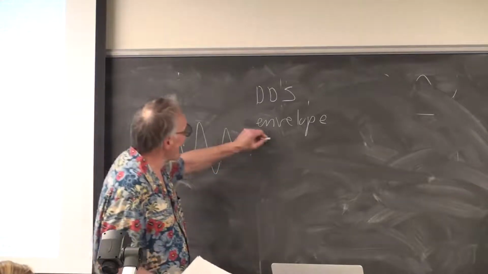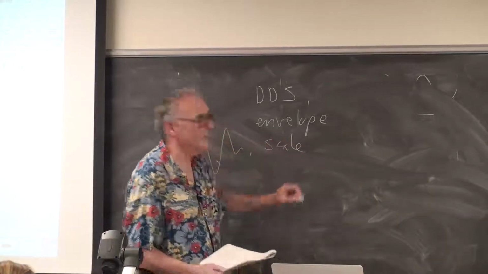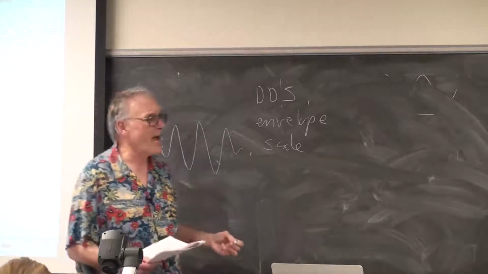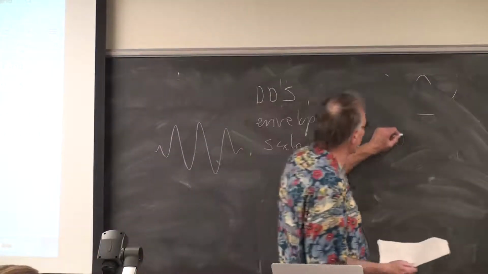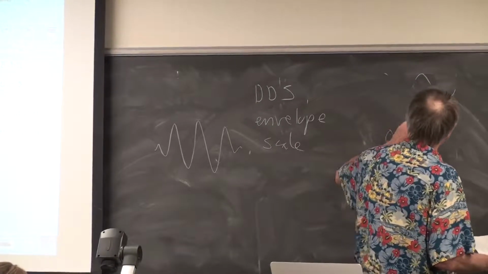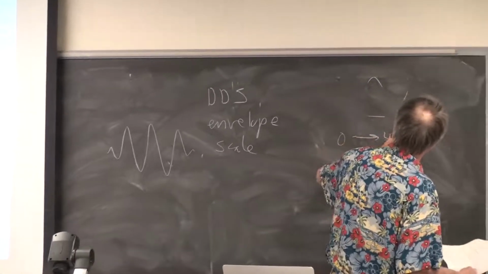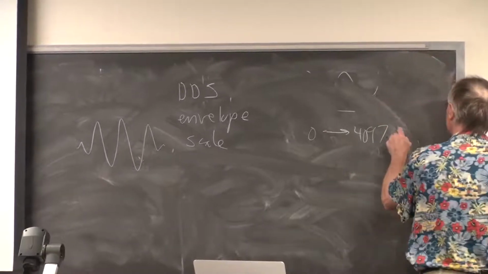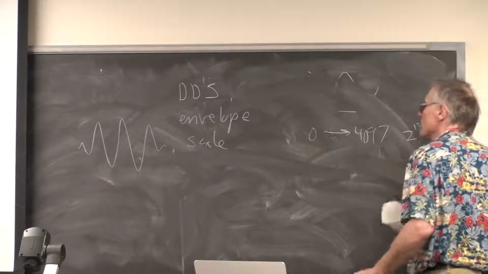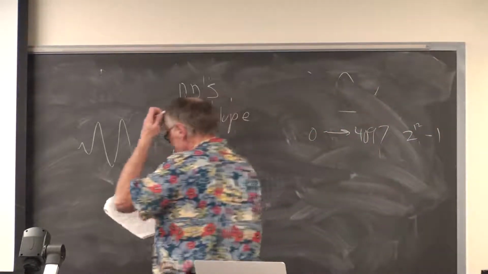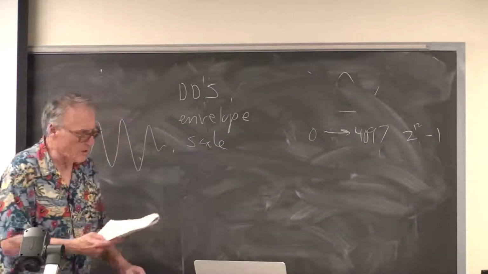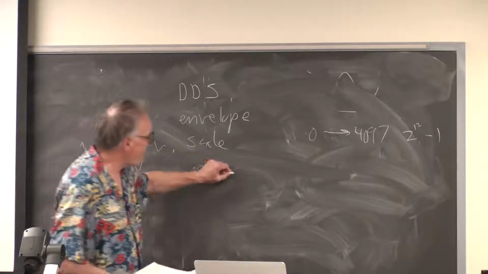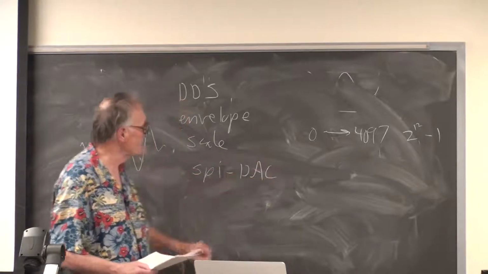And then you may have to scale the whole thing depending on exactly how you've done the arithmetic, because the DAC is going to have a range of 0 to 4095, 2 to the 12th minus 1. You may have to scale it. Then you are going to dump the data to an SPI DAC, digital analog converter.